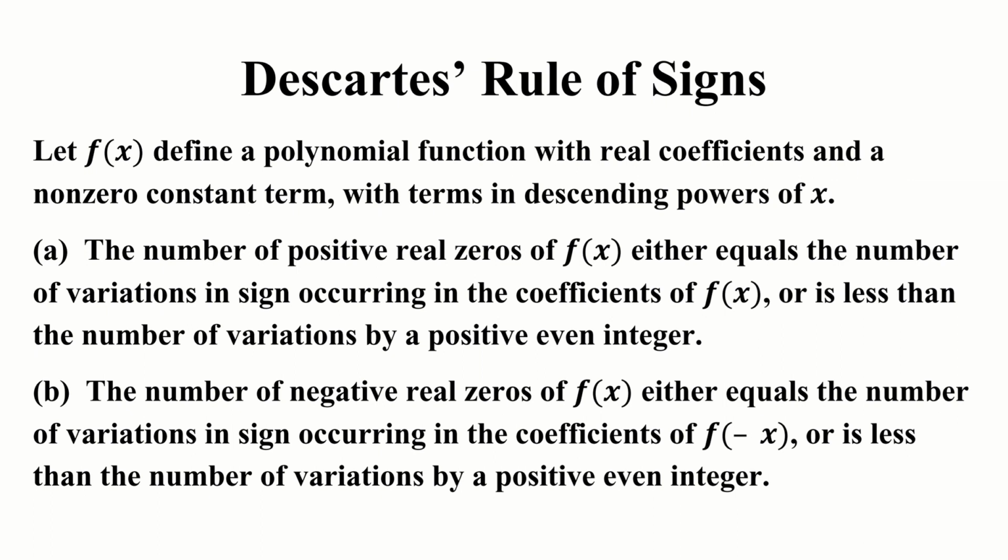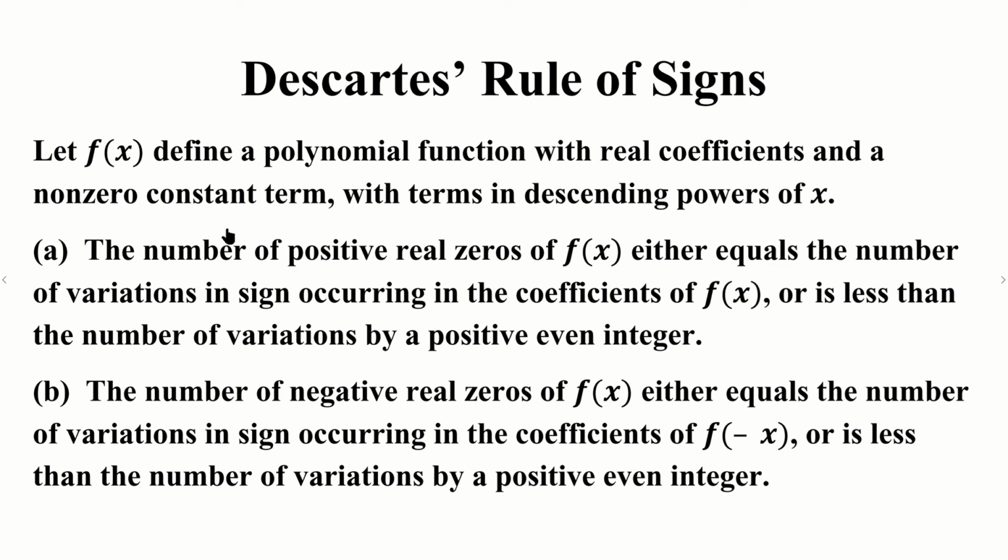So Descartes' rule of signs. This French genius mathematician Descartes did a lot, and here's one of the things that he did. So let f of x define a polynomial function with real coefficients and a non-zero constant term, with terms in descending powers of x, okay? So like the standard kind of polynomial we've been seeing.